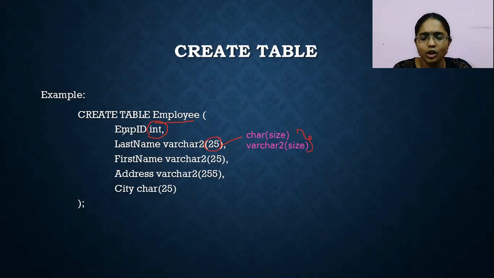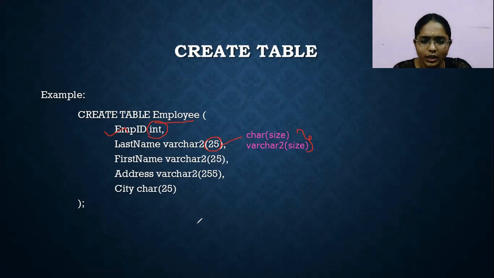You can notice that your first column is employee ID, which is of integer type, and your next column is last name, which is VARCHAR2, and the size of it is given as 25. As I told you, VARCHAR and CHAR both are used for storing character type data, followed by address and followed by city. So we are creating a table with 5 columns.